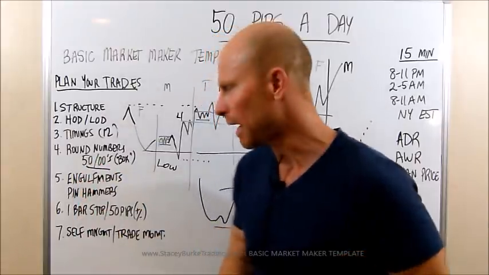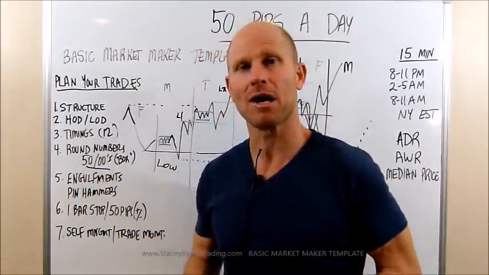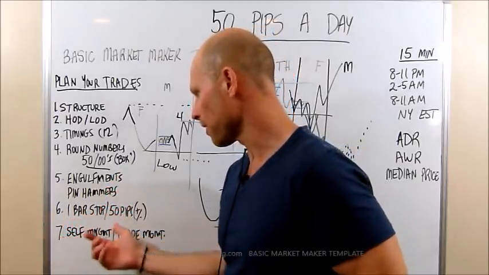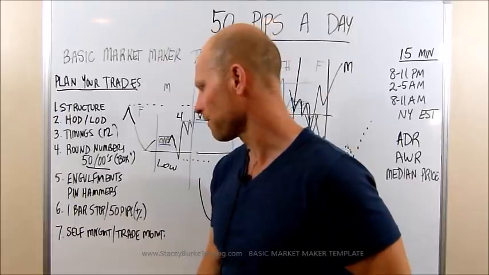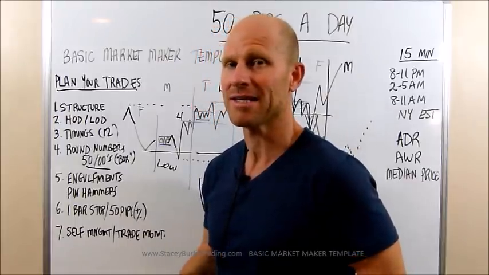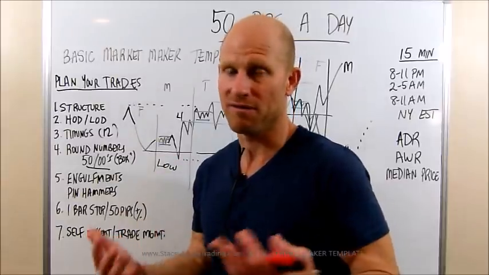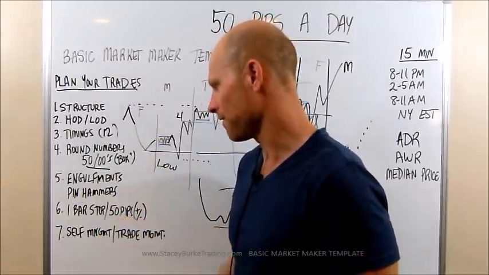For the 50 pip boxes, if they're continuations or extended stop hunts, we could see a quarter level there. But I use a 1 bar stop, and typically I'll be shooting for 50 pips or more, unless it stalls at the high or the low and consolidates, which could be 40 pips, but typically we'll target 50 pips.